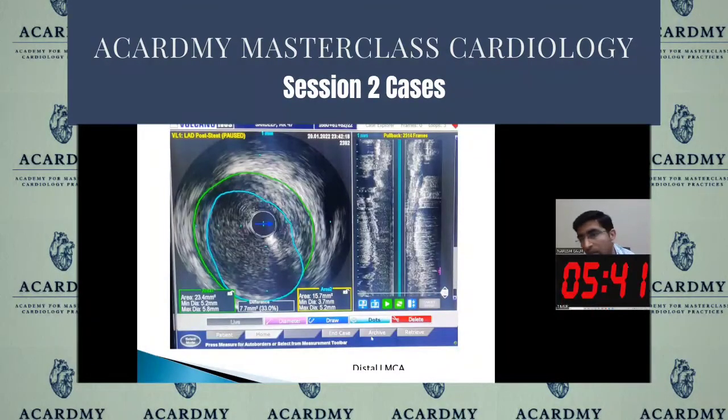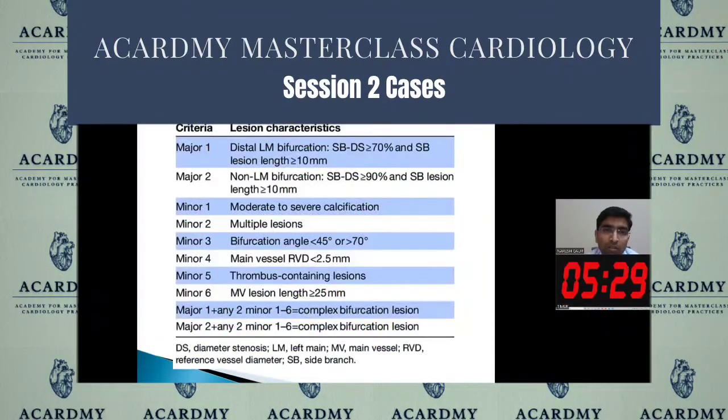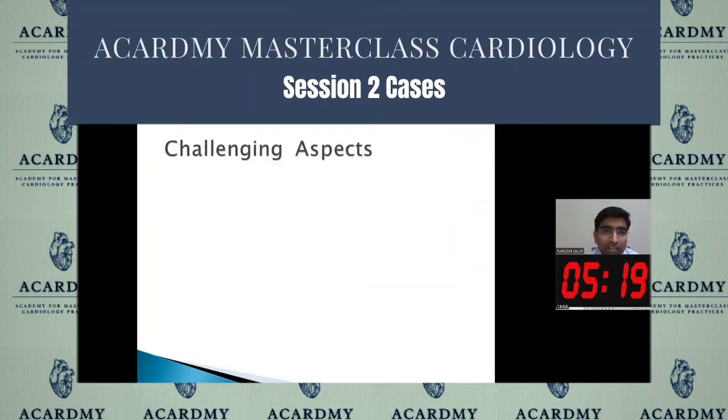So as per the latest landmark trial, the DEFINITION II trial, which focused on one stent and two stent strategy regarding the classification or categorization of bifurcation stenting, there are some 10 criteria for categorizing the bifurcation lesion into complex versus simple bifurcation lesion.